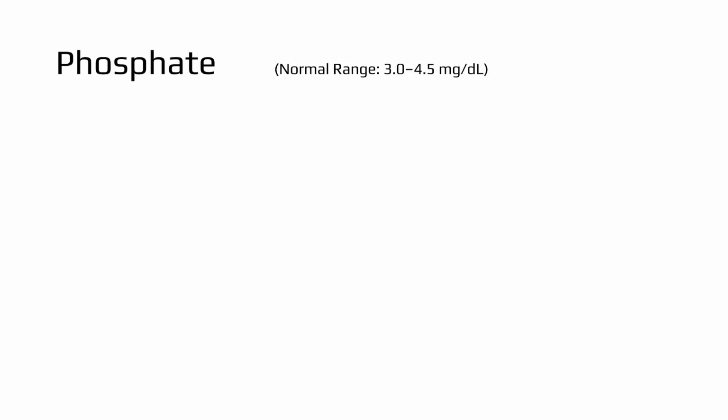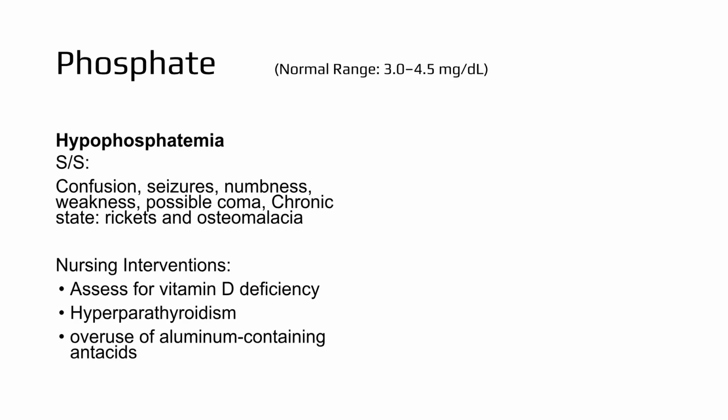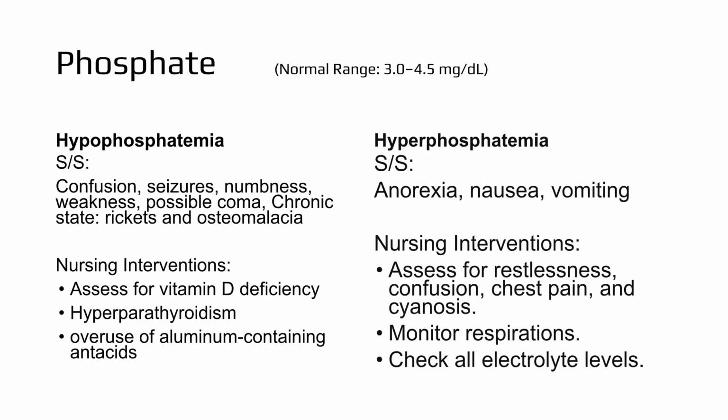The normal range for phosphate is 3.0 to 4.5 milligrams per deciliter. Hypophosphatemia can lead to confusion, seizures, and chronic states like rickets. Hyperphosphatemia symptoms include anorexia and vomiting. Nursing interventions include assessing for underlying causes and monitoring vital signs and electrolyte levels.